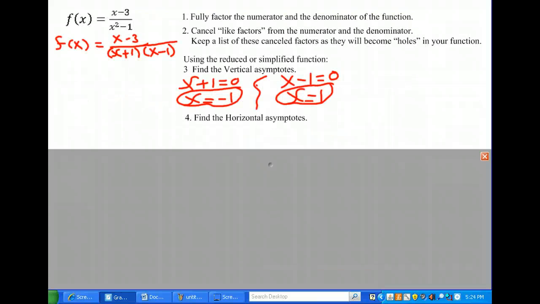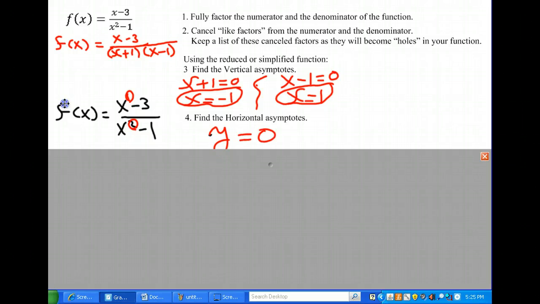Our next step is to find the horizontal asymptote. Let's rewrite our original function over here: f of x is equal to x minus 3 over x squared minus 1. We look at the degree of the numerator, which is 1, and the degree of the denominator, which is 2. What we have learned is that when the degree of the denominator is larger than the degree of the numerator, the horizontal asymptote is at y equals 0. So let's write that down here, y equals 0, and that is the equation of our horizontal asymptote.